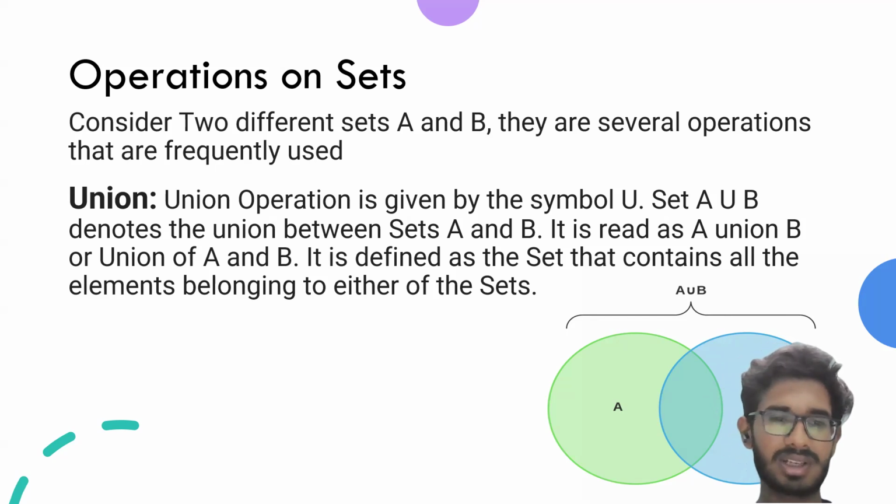It is defined as the set that contains elements belonging to either of the sets. We can say that it gives the total number of elements present in both the sets. As for example, let the elements present in set A be 1, 2, 3, and the elements present in set B be 4, 5, 6. A union B gives the total elements: 1, 2, 3, 4, 5, 6. It gives all the elements present in A and B and removes the common ones which are repeated twice or thrice.